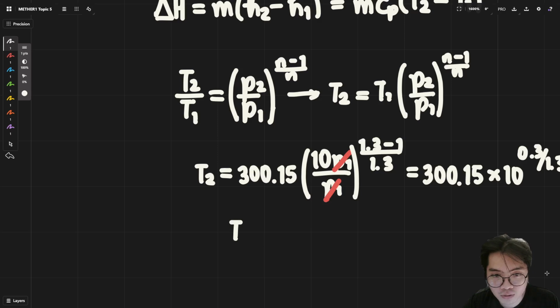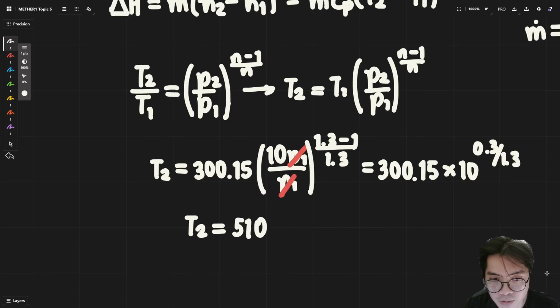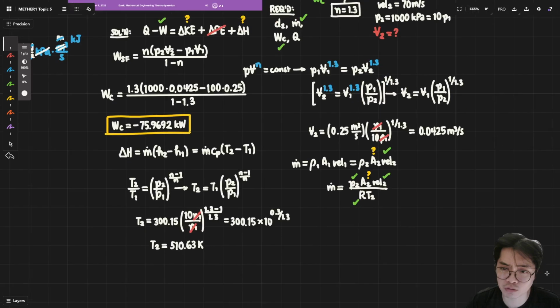Your T2 in this situation is 10 raised to 0.3 over 1.3. Your T2 is 510.63 Kelvin. Okay, so that is your T2.